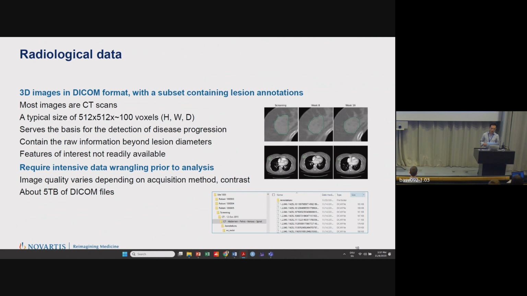Also, one challenge here is that the image quality varies depending on the image acquisition method, and also contrast. So a lot of standardization is required to make sure that the imaging collected from different trials over a time period can be analyzed in a unified way. At the bottom, it just shows the file structure of the image data. It starts with the site and then patient, time point, location, and then the different slices of the three-dimensional image. In total, we have around 5 terabytes of images from those 3 trials that are analyzed as part of this collaboration.